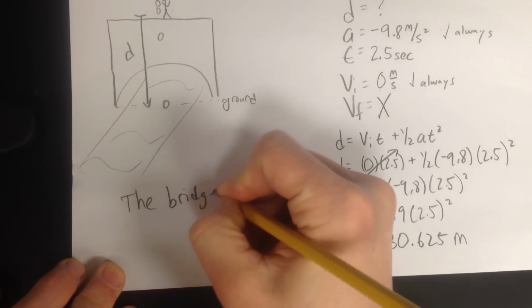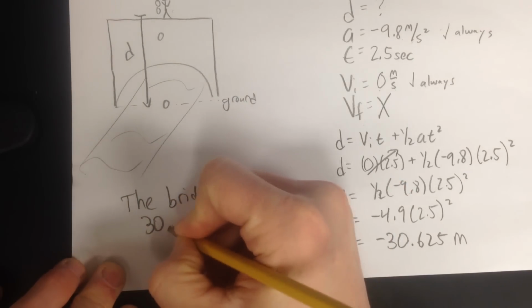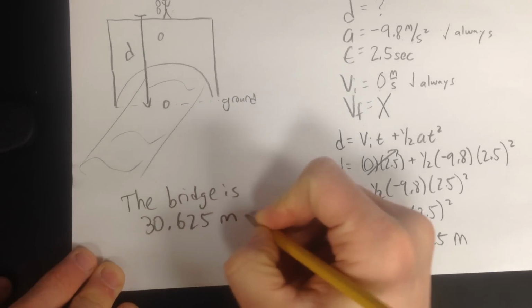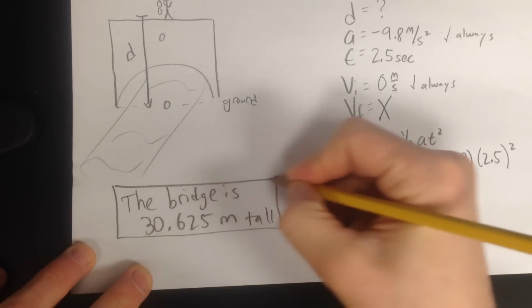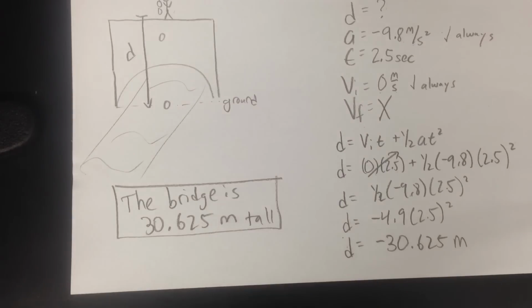Or 30.625 meters tall. That could be our answer. We don't have to include the negative when reporting how tall the bridge is. It's pointless at that point.